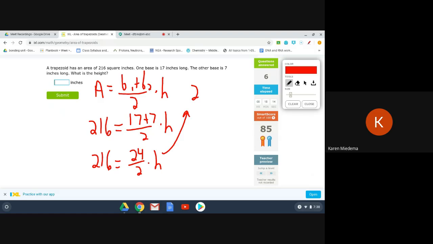Simplifying the 24 divided by 2, you get 12 times h, or 12h. And then to get h by itself, you want to divide both sides by 12. Again, you could use your calculator. 216 divided by 12 gives you 18. Okay, so what is the height? 18 inches.